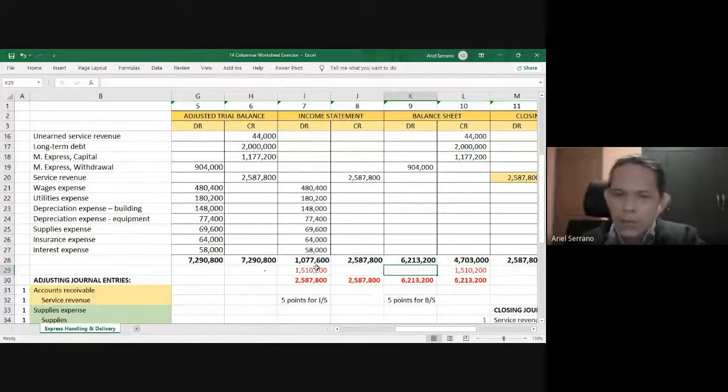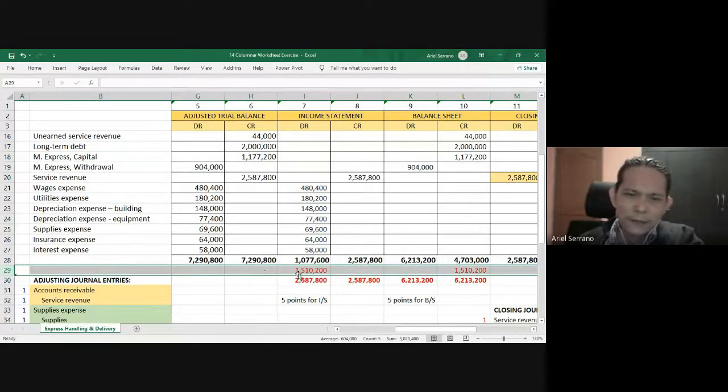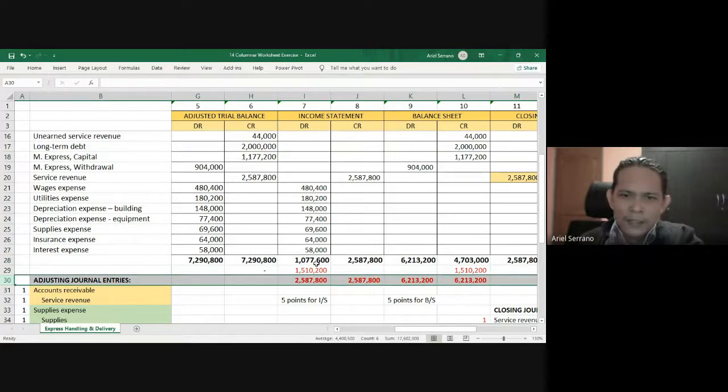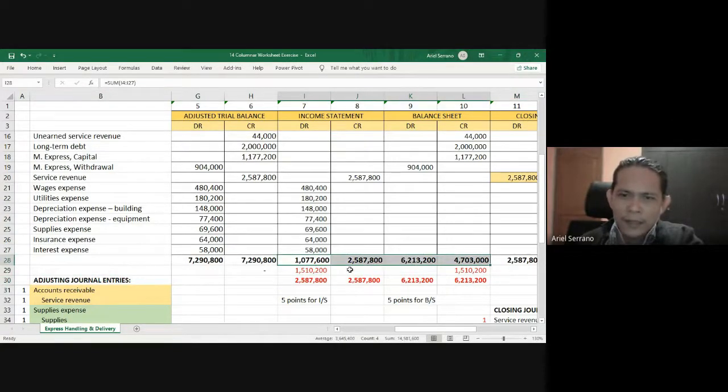But by the way, as part of your preparation of your worksheet, you have to total them. You have to tally them. You have a subtotal here. This is your subtotal, by the way. And then you have to add the profit or loss.